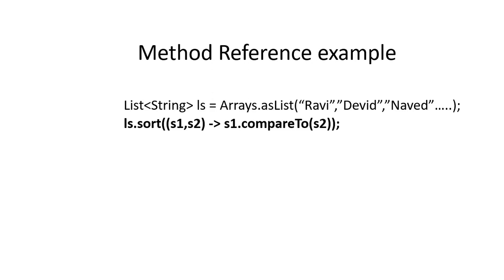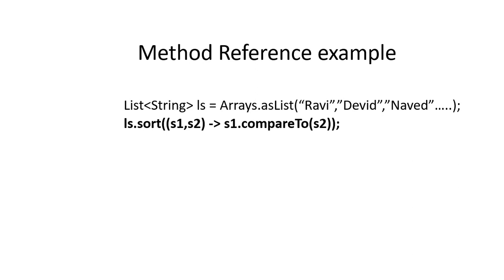Here is one very basic example I have taken just for reference, to show how it looks. Suppose I have created a list and I am passing some string names, and I want to sort this list of strings with the compareTo method. If you remember, there is a Comparable interface which has the compareTo method. This compareTo method just compares the current string, the current object, with another. After comparing, it sorts and changes the data in the same list.